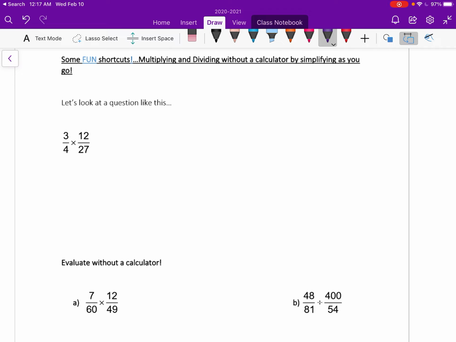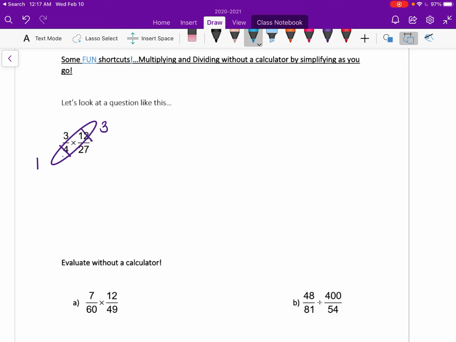So what you could do is look at this like a butterfly. So let's say this is the first wing of this butterfly. I know that 12 and 4 can be divided by each other. So 4 divided by 4 is just going to give me 1. 12 divided by 4 is going to give me 3.